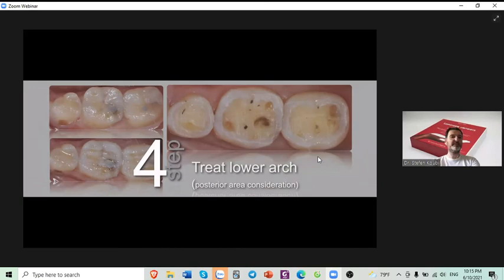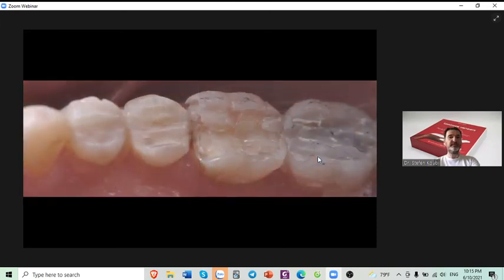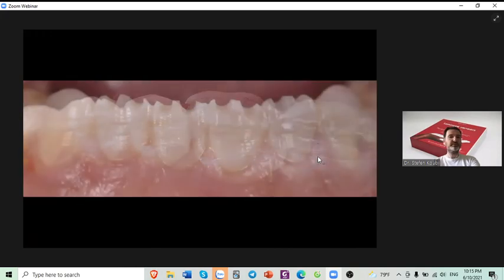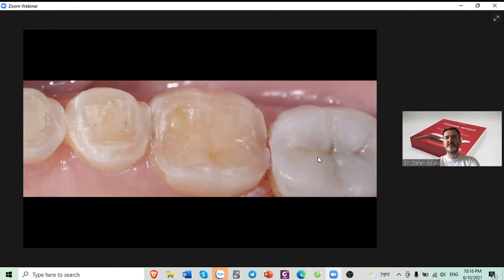When the upper is finished, then you have to treat the lower. Still the same, we place the mock-up in the lower arch, we check the bite, and when we see that it's okay, then we cut through the mock-up and we control everything, same in the anterior area. So the protocol is very well standardized.